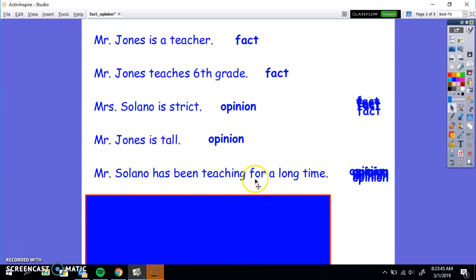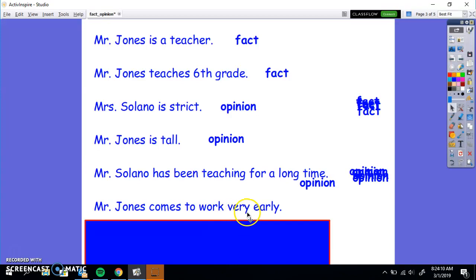Miss Solano has been teaching for a long time. This would be an opinion. While she may have been teaching for a number of years, this word long here, for a long time, is an opinion because some people may not believe, no matter how many years she has been teaching, that that is considered a long time.